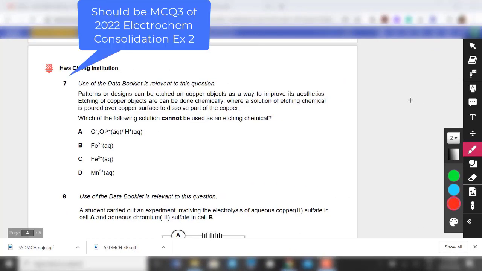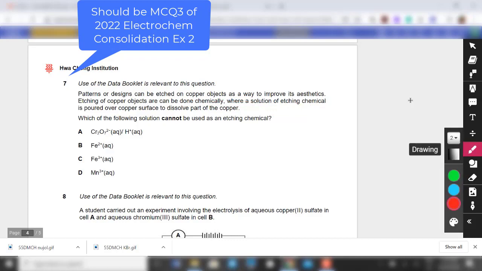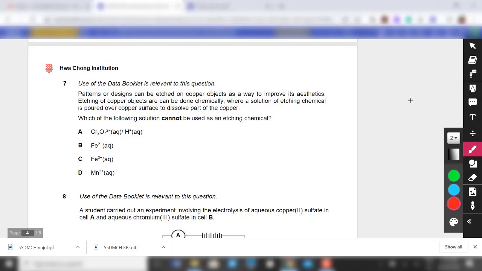For question 7, if you read the question, the most important part of this question is regarding etching. They mentioned that the etching of copper objects can be done chemically. Okay, so what exactly is happening here is that some form of oxidation of copper takes place. So you are probably looking at copper 0 to copper 2+. Yeah, so the question is, which cannot be used as etching chemicals. So basically you want to oxidize copper to copper 2+, which is positive 0.34 volts. Okay, so in that case, all I need to do is to find a pair which gives me a reduction potential more positive than 0.34 volts in order for etching to take place. So the one that doesn't follow this criteria will be the chosen answer.